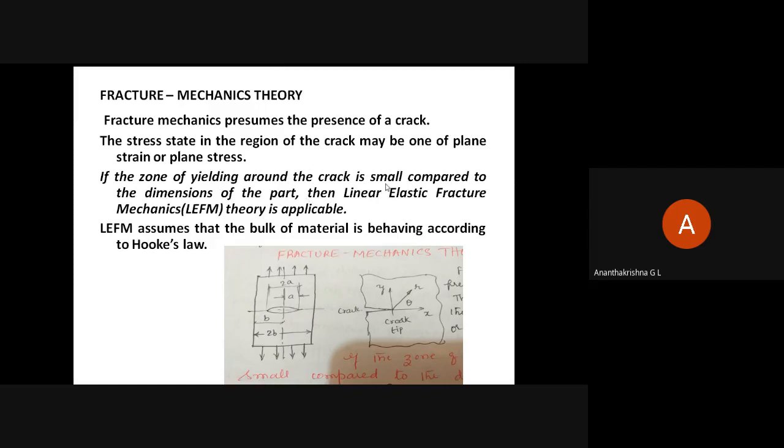If the zone of yielding around the crack is very small compared to the dimensions of the part, LEFM is applicable, and LEFM assumes that the material behaves as per Hooke's law. These are the three conditions of linear elastic fracture mechanics. The crack is very, very small compared to the length and breadth of the component, the material behaves as per Hooke's law, and fracture mechanics itself assumes the presence of a crack even before the use of the component. Correct? You agree with me now? What is fracture mechanics theory all about?